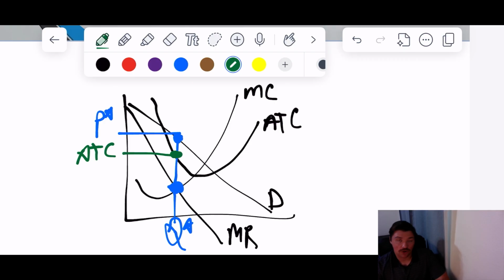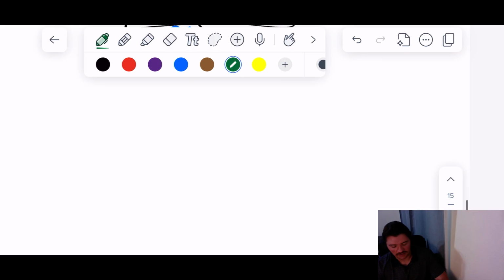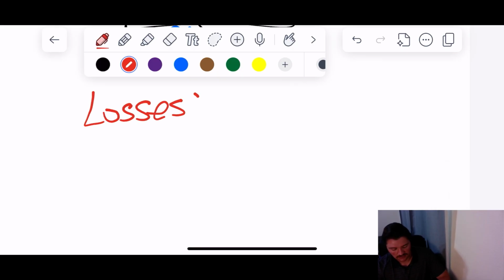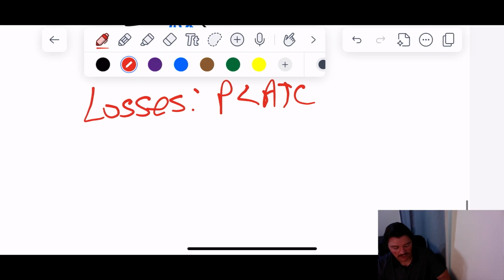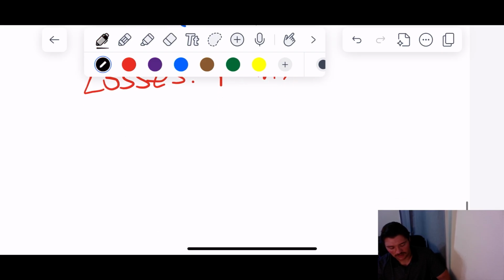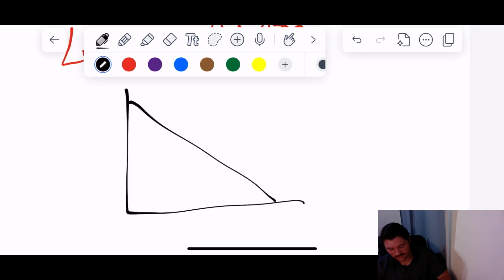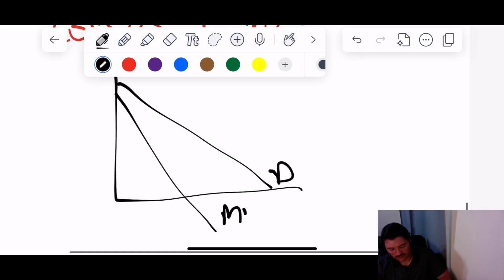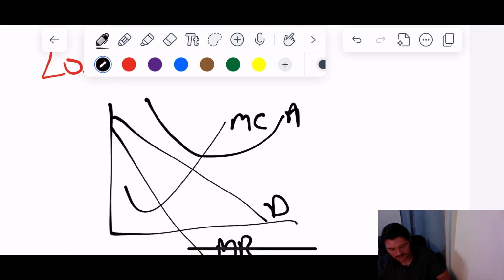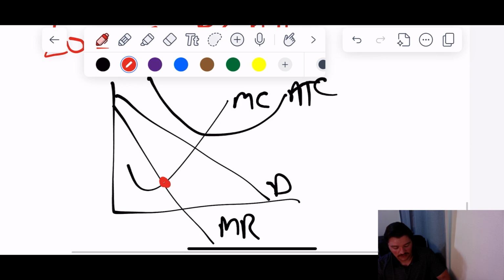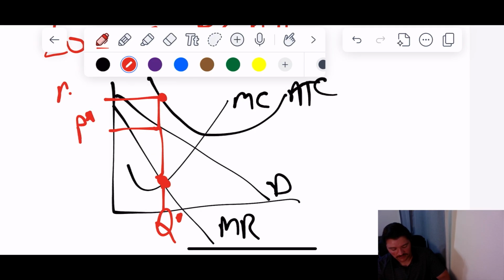All right. If they were earning losses, it's the same steps, except now if you're doing losses, your price is below your ATC. A monopoly could earn losses in the beginning, depending on what's happening in the market. Okay, so demand, MR, MC, ATC would be somewhere up here. And you would do the same steps. You would find out maximum profits here, MR equals MC, find the quantity, find the price, and then you would find the ATC way up here. So this area right here would be your losses. Okay.